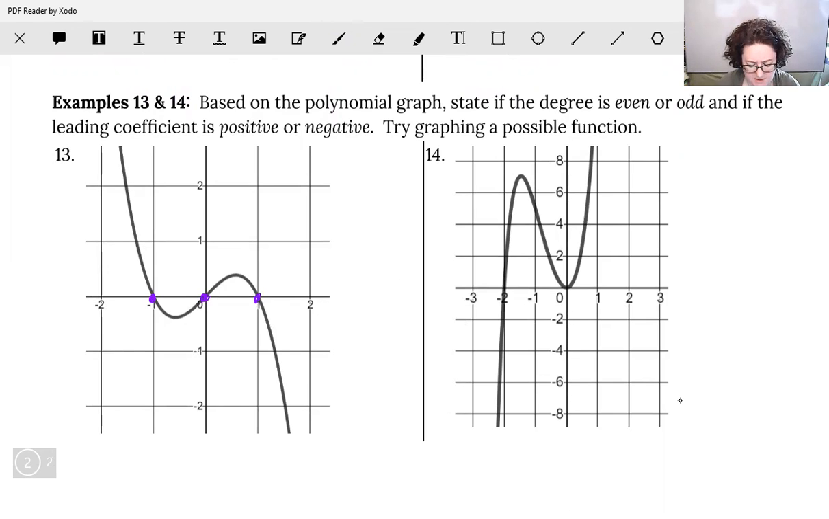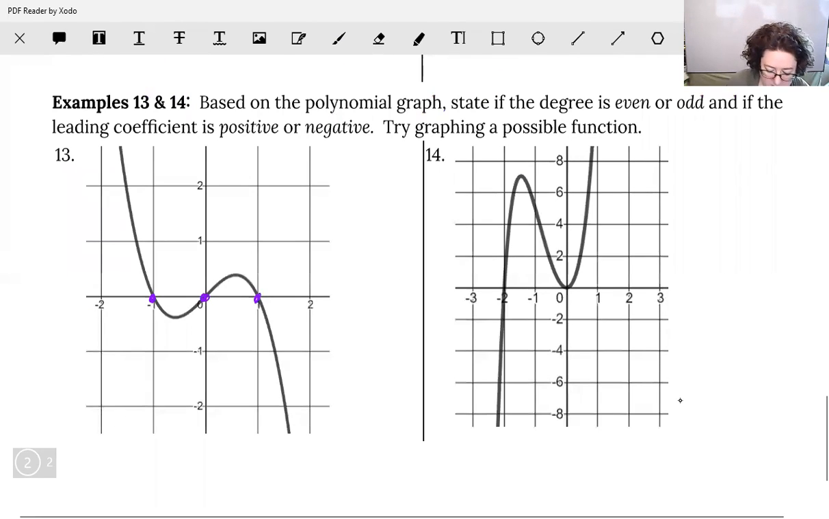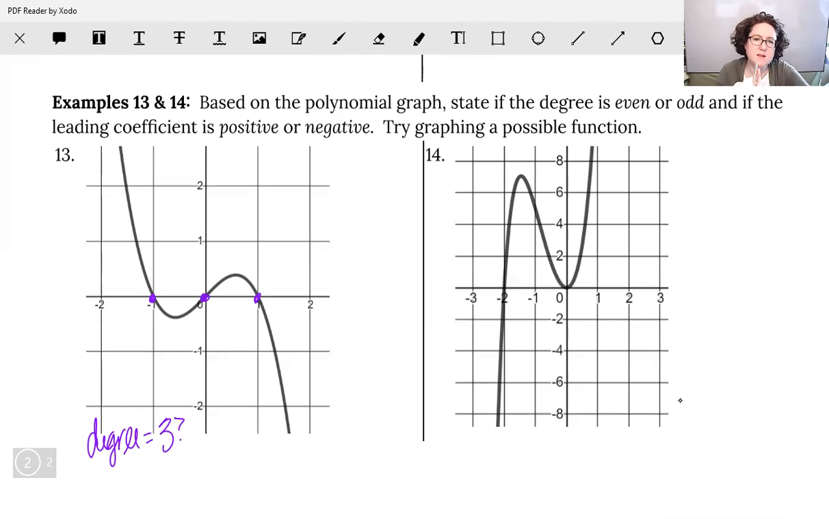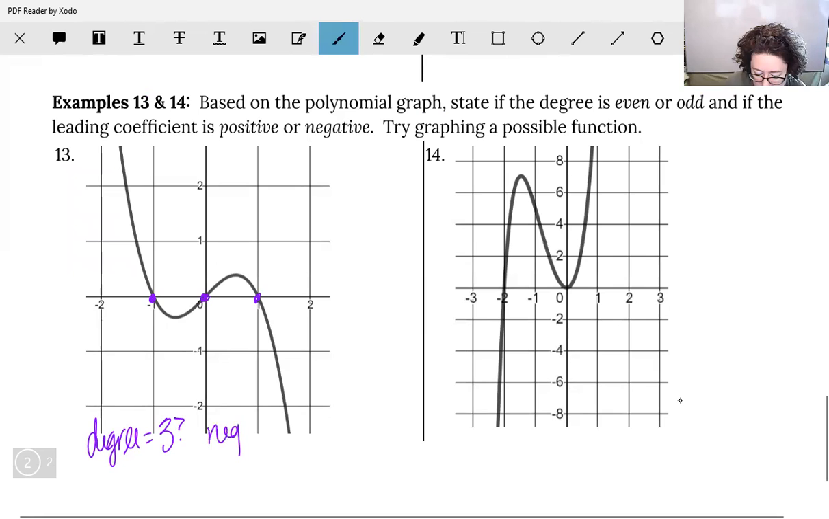Well, 3 zeros means we're looking at an odd degree, and those always occur when we have our ends going in opposite directions, and we definitely have that. So I know I have an odd degree, potentially 3. But if my ends are going up to the left and down to the right, then actually we're going to have a negative coefficient on this one.